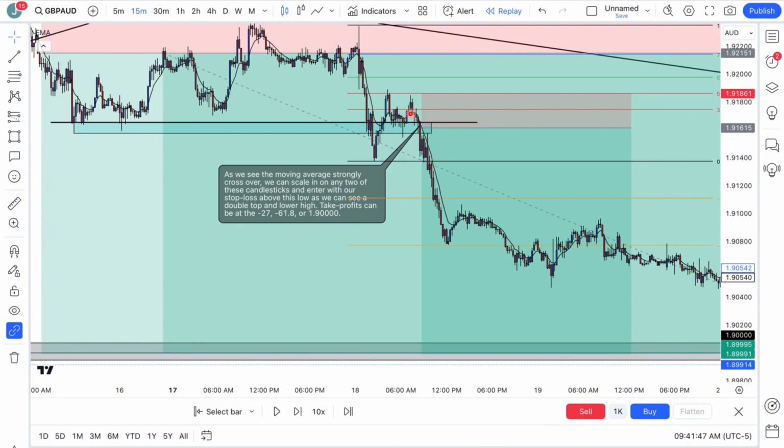See a low below price, then strongly push above price. We could scale in on any two of these candlesticks and enter with our stop loss above this low. As we could see, a double top and a lower high. Take profits could be either at the negative 27, negative 61.8, or the 1.9 flat. So we see this lower high right here, double top.